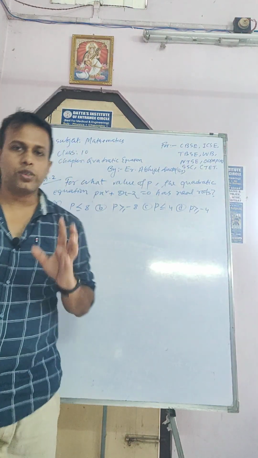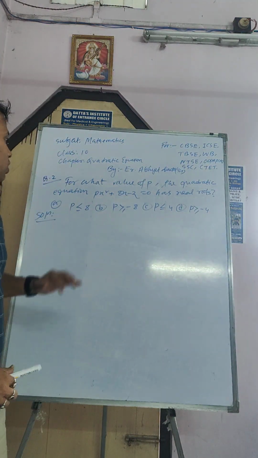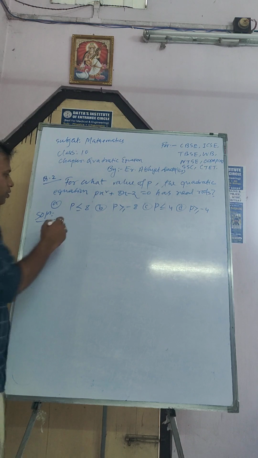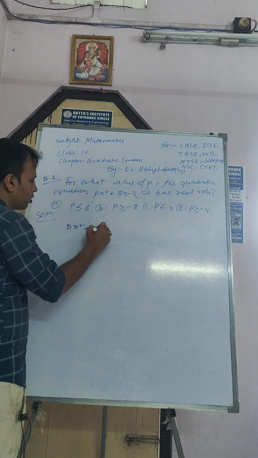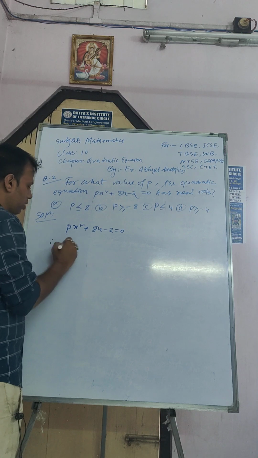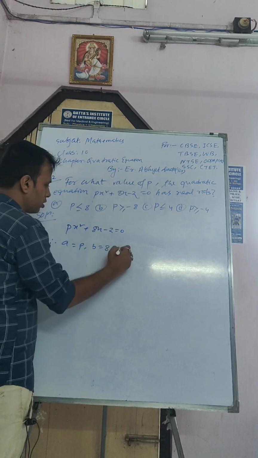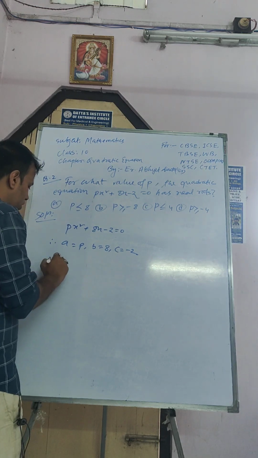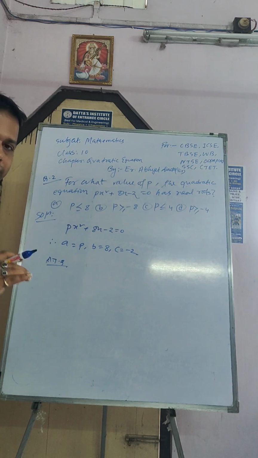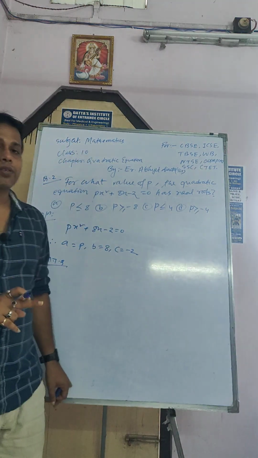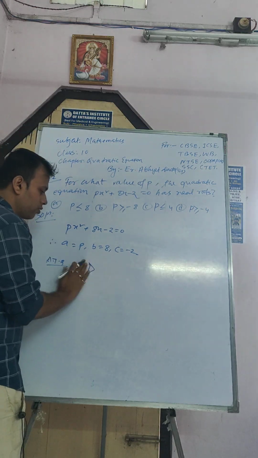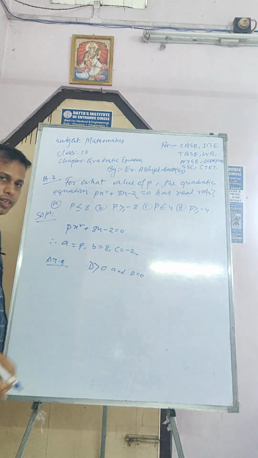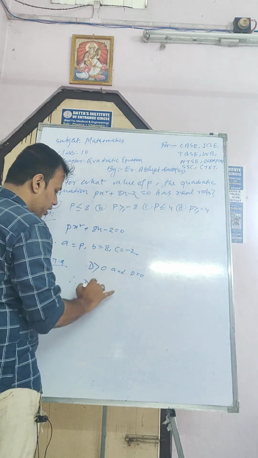So question number 2, the next question is, for what value of P does the quadratic equation px square plus 8x minus 2 have real roots? The 4 options are given here. Therefore px square plus 8x minus 2 is equal to 0. So here A is P, B is 8, and C is minus 2. It has real roots, so according to the condition, roots will be real in 2 cases: when discriminant D is greater than 0, and when D is equal to 0. So we can write D greater than or equal to 0.